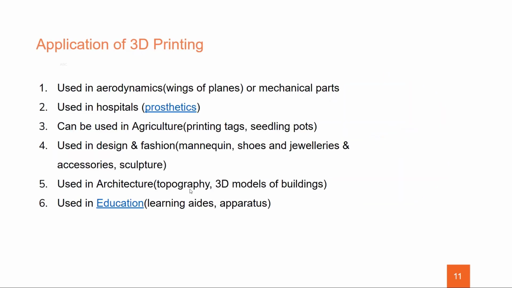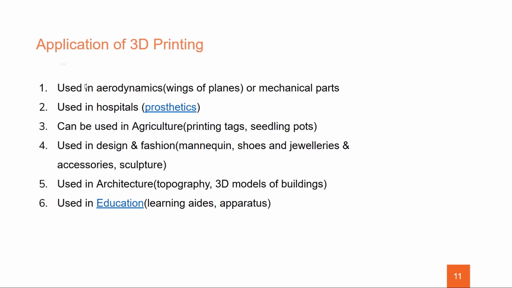Moving forward, the applications of 3D printing, we have about six here. There are several of them. First, we have the use of 3D printing for aerodynamics. In the aviation sector, or sectors that require some streamlined kind of design to help objects move within, let's say, fluid or air, like airplane wings or cars. We can also use it to design some manufacturing parts or print some mechanical parts.